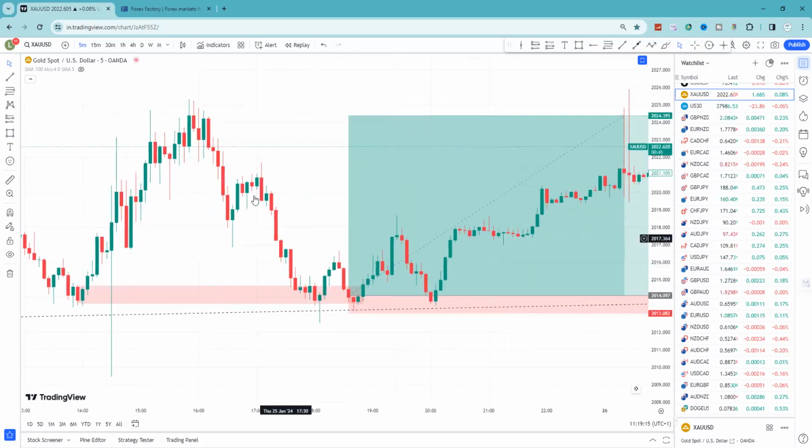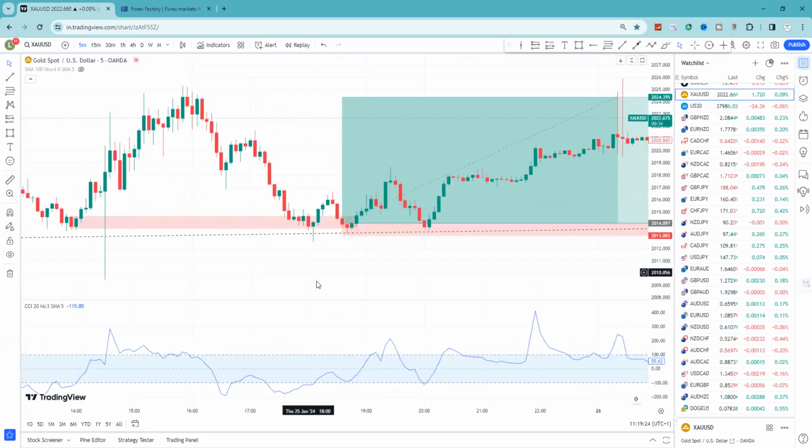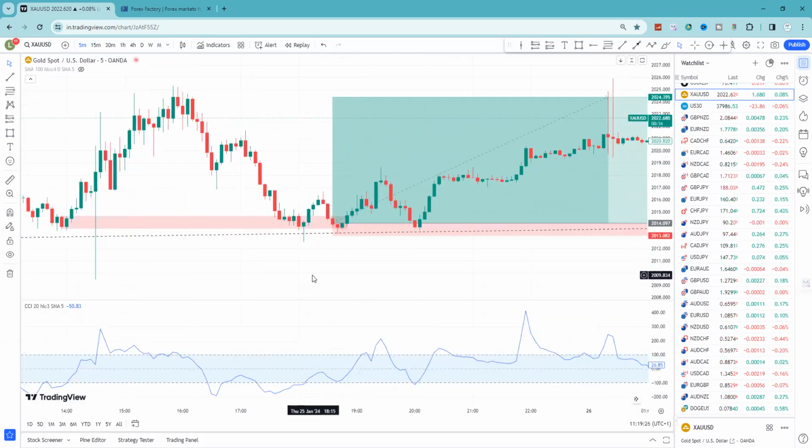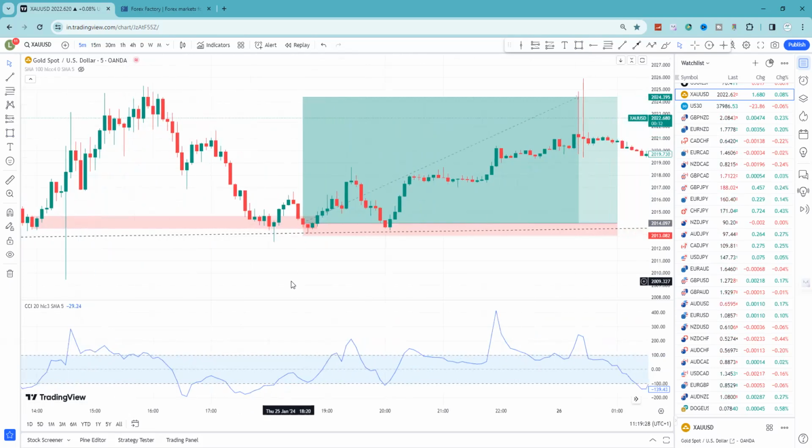So what happened next? Prices came into this zone, broke below it, but I did not want to take my trades there. So I waited patiently until I could get confirmation. Now, what exactly is that confirmation?